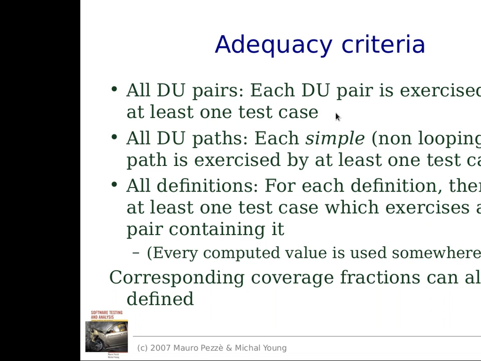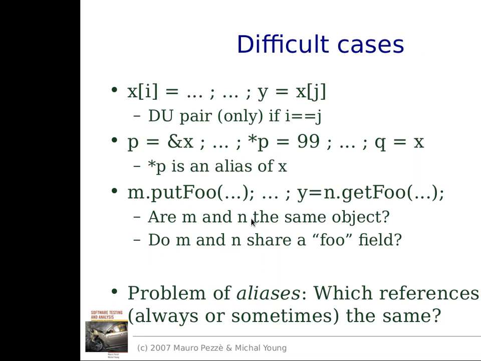So if we're going to do adequacy criteria, once you come up with these definition-use pairs, just make sure each definition-use pair is exercised by at least one test case. Each simple non-looping DU pair is executed by one test case. That shouldn't be too hard. Non-looping is a keyword there. And just make sure there's a test case.